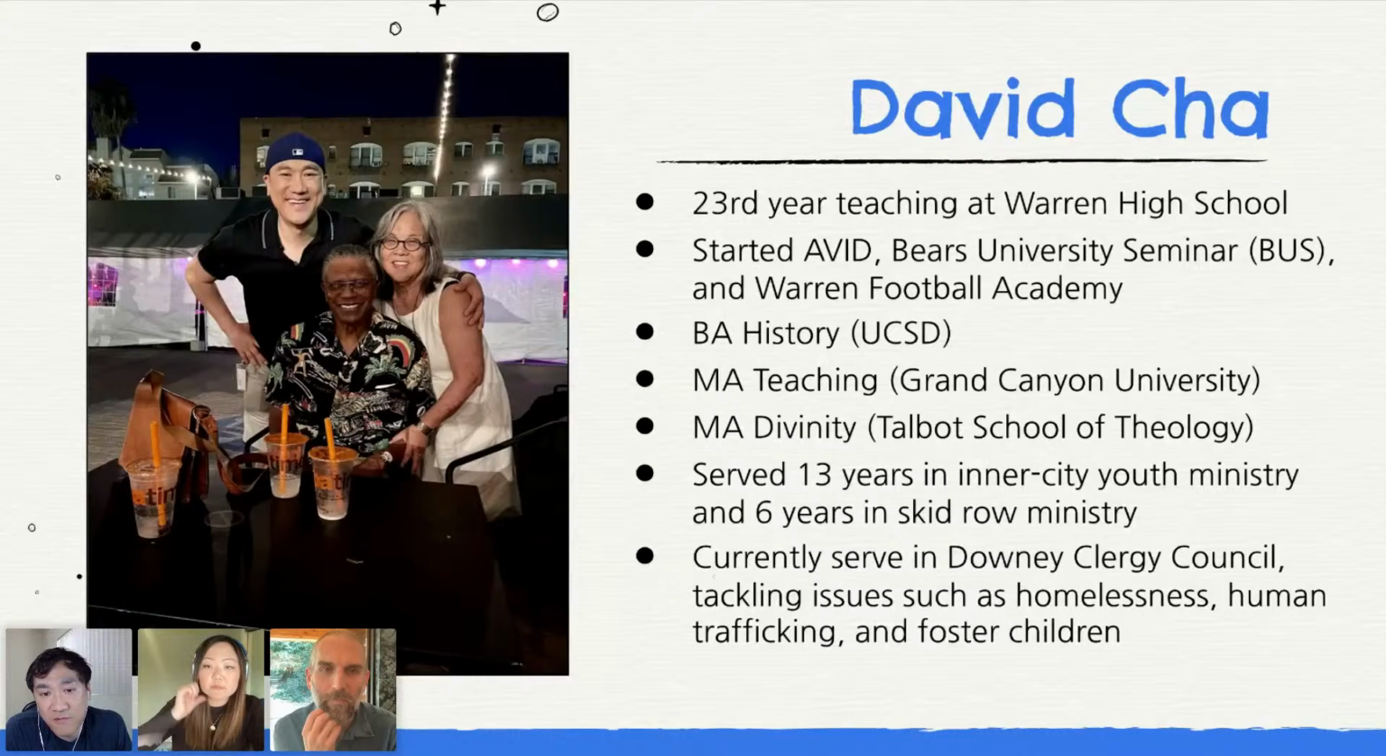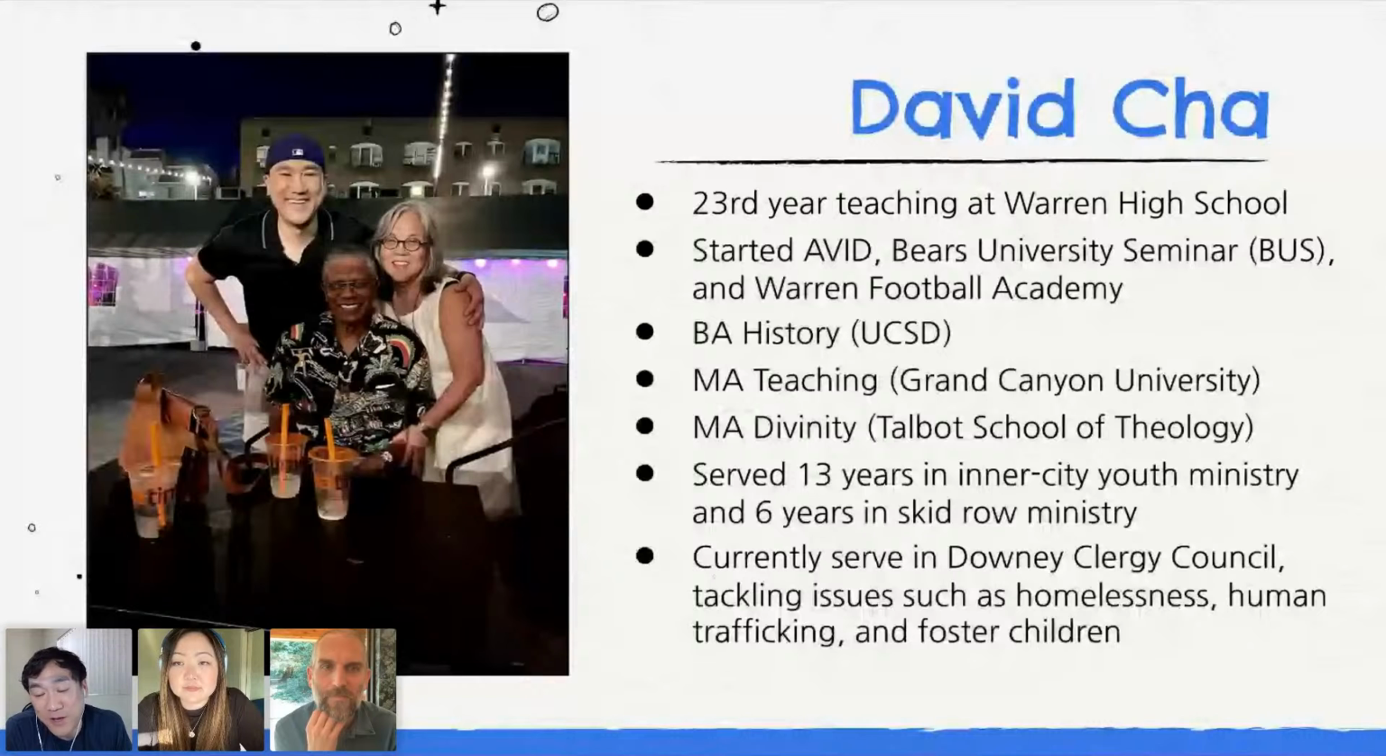I received my BA from UCSD, my MA in teaching from Grand Canyon University, and my MA in divinity from Talbot School of Theology. That one took me 12 years. I served 13 years in inner city youth ministry and 6 years in Skid Row ministry in the heart of downtown. So I've done different things to serve and help people. I currently serve on the Downey Clergy Council. We're an eclectic bunch of people: pastors, priests, a rabbi, tackling issues such as homelessness, human trafficking, and foster children. Those are the things I'm most passionate about.